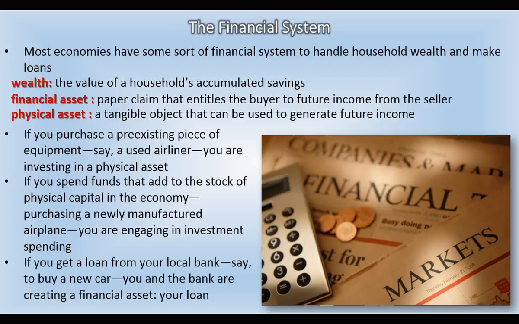If you get a loan from your local bank, maybe to buy a new car, you and the bank are creating a financial asset, which is your loan. So the loan is a claim that entitles the buyer to future income from the seller. Essentially, you borrow money and you are then expected to pay money back to the bank. The bank is basically buying this claim from you, and you're promising to pay back money on top of what you originally borrowed, in interest, to get that claim back.